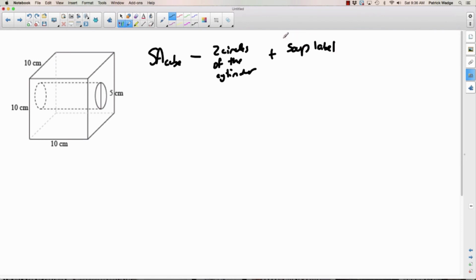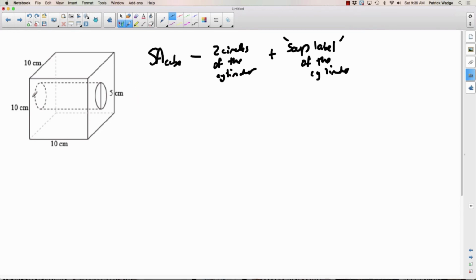We need to add on the soup label of the cylinder. So this is really hard to understand, isn't it? You started with the whole cube, so that's why you're going to get the surface area of the whole cube. Then you hollow out this cylinder shape. Well, that means you no longer have paint on this circle, and you no longer have paint on that circle. That's why we took away the 2 circles.